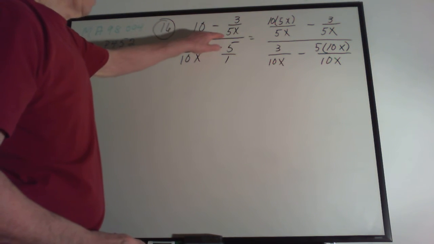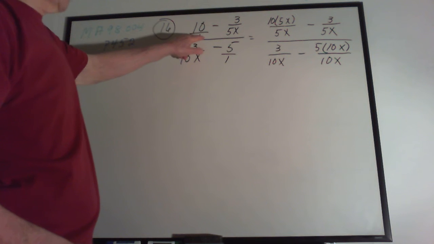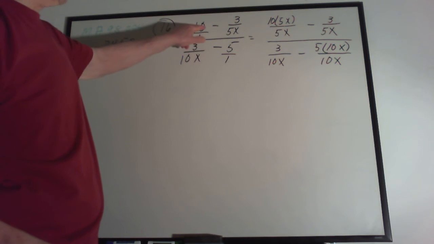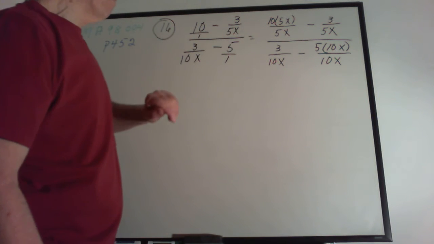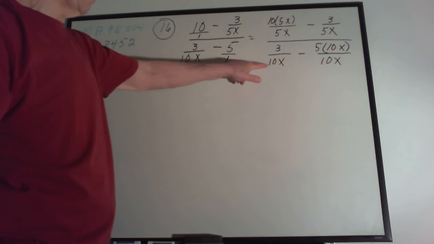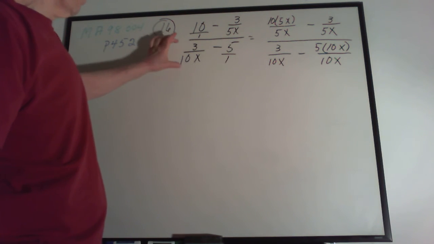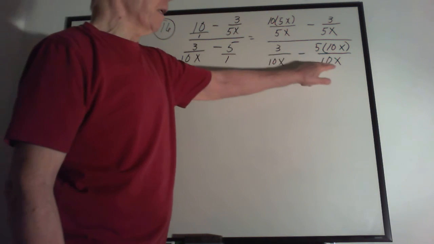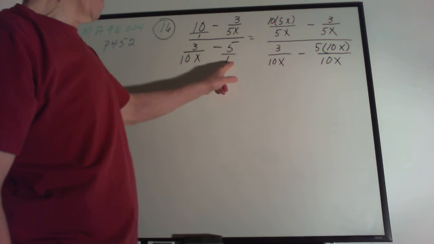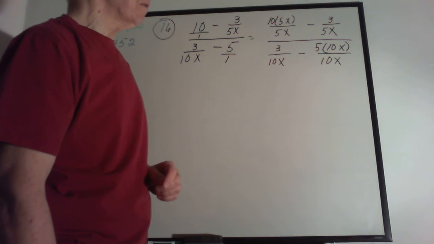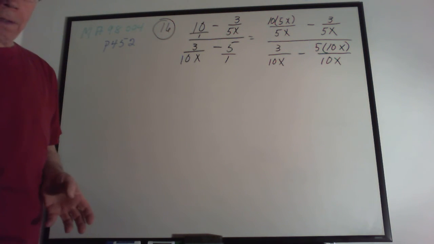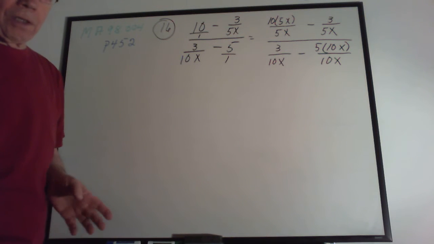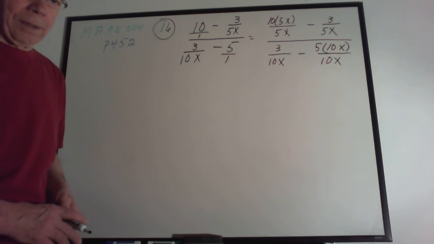Okay, the common denominator here is 5x. 5x divided by 1 is 5x, so I multiply 10 times 5x. This remains the same. Over here, the common denominator will be 10x, so this is going to remain the same. 10x divided by 1 is 10x. 5 times 10x. Now, again, pause the video, do the work, turn the video back on, check your work.